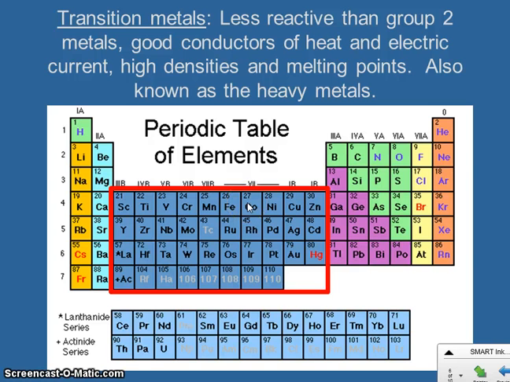But they do have similar properties, this whole big group of transition metals. So they're going to be really good conductors of electricity and heat. They're going to be very dense and have high melting points. So these are metals that we use a lot in building things and taking advantage of these properties. Okay? A lot of times they're also known as your heavy metals. This one's in the middle. Okay?